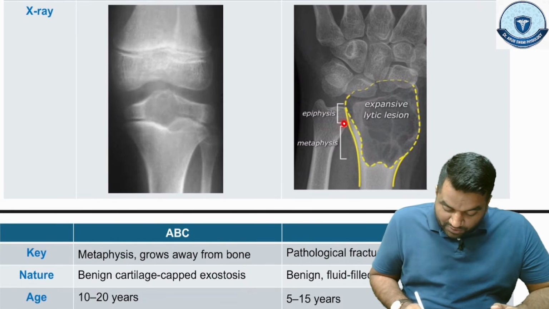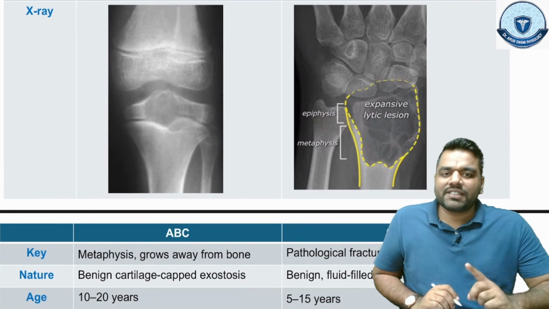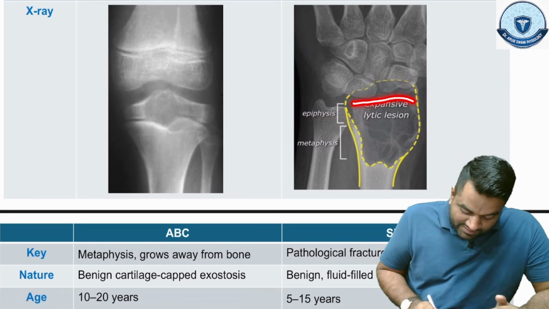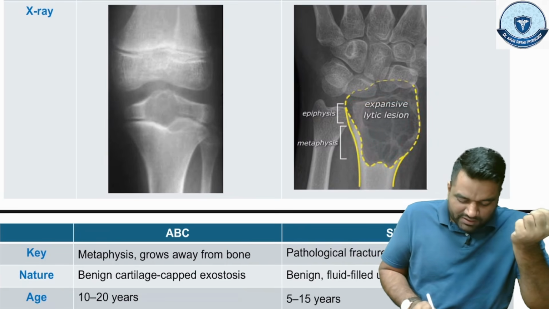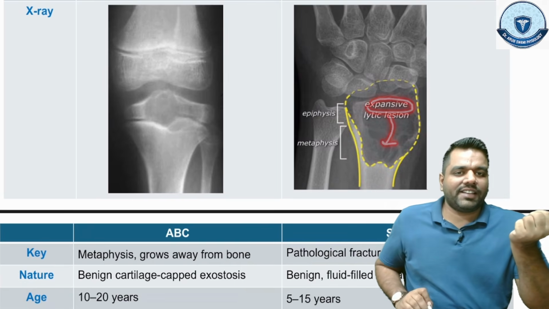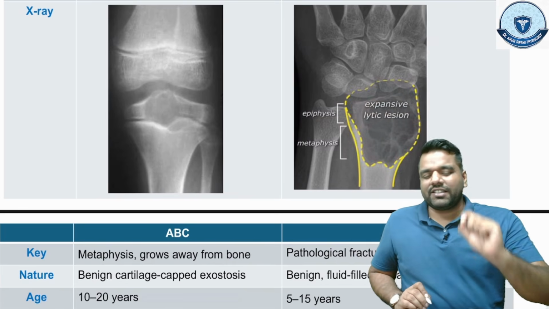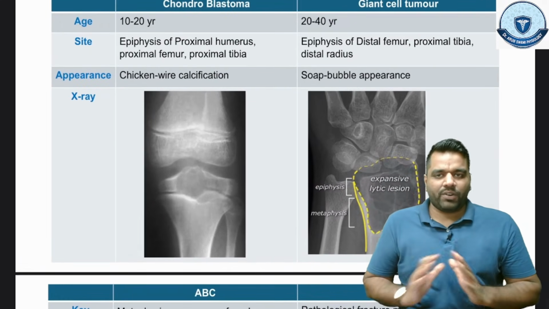Okay. This soap bubble appearance you can again see in this X-ray. You can clearly see no line is seen over here, which means this is the mature skeleton. You can see this complete epiphysis is swelled up, and it starts from the epiphysis and goes up to the metaphysis area. This originated from the epiphysis, we call it GCT, right guys? So this is giant cell tumor.